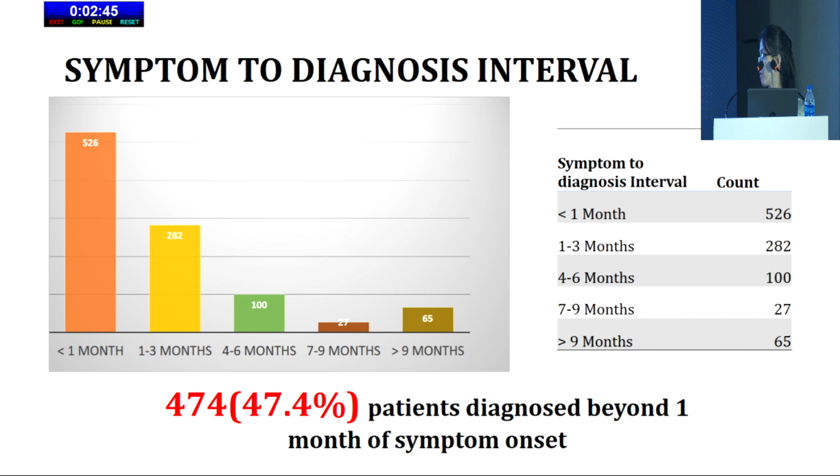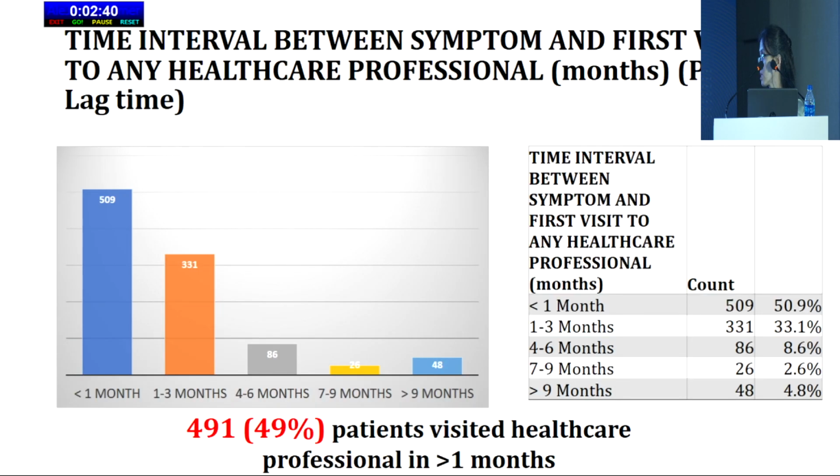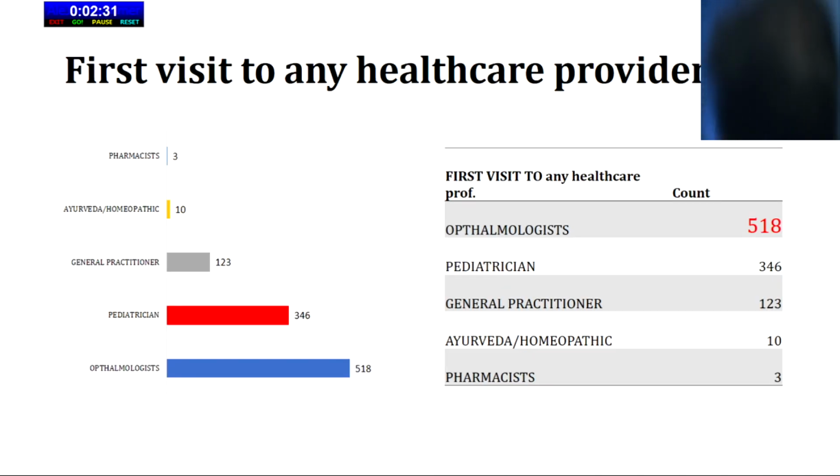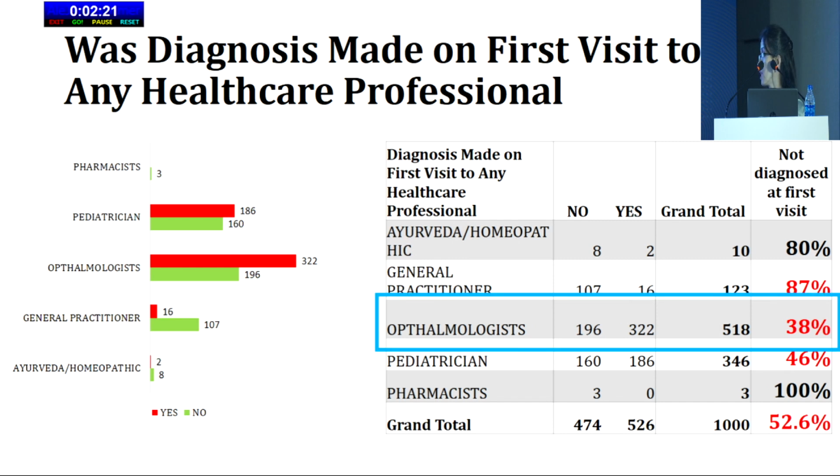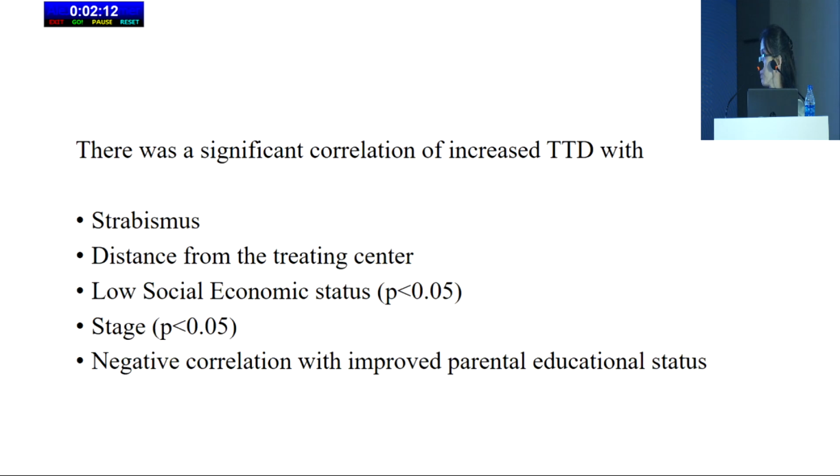Symptom to diagnosis: in just about half of the patients, the parents sought the first consult within 1 month. In the other half, the consult was taken after more than 1 month, and sometimes more than 9 months also. As expected, the first healthcare provider to be visited was an ophthalmologist, but what was striking was that even when the ophthalmologist was the first healthcare provider to be contacted, in 38% of the cases the diagnosis was not made at the first consult, and on average 3 consults were required before the diagnosis could be made.